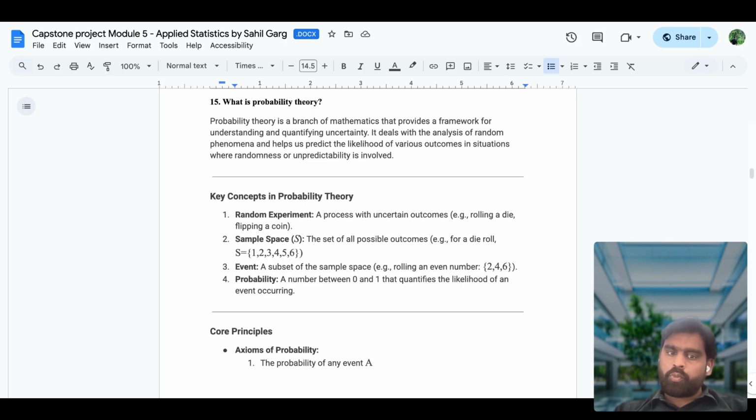Now moving on to probability. Probability is the calculation of the favorable number of outcomes. When we take the event, we find out the favorable number of outcomes, and we divide it by the total number of outcomes, and the result will be a value between 0 and 1.